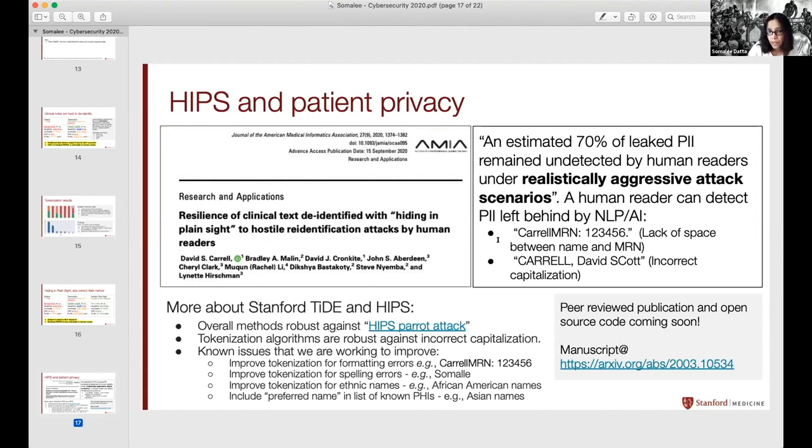The kind of things that get left behind in their algorithms are where you have a formatting error. So in this particular case, Carol and MRN. Carol is a name and the MRN is your ID in your hospital system. They are concatenated. And then there is incorrect capitalization. In our context, for example, we actually handle the incorrect capitalization well, but there are other things we are working on. We are working on minimizing these formatting errors, minimizing spelling errors. We also find that our tokenization isn't as brilliant with ethnic names. We are also pulling in preferred names so that we can do a better job in identifying our patient names. You can find more about this in our manuscript.